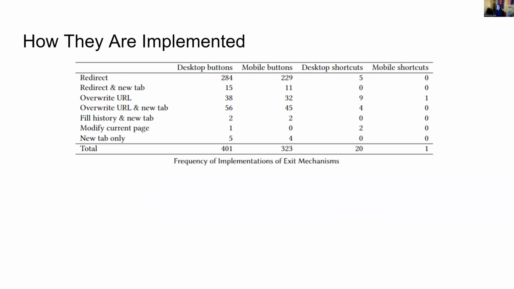There is also a more advanced implementation where you overwrite the current URL. So you replace the current website with a different one, which removes it from the browser history. And if the user presses the back button at any time, it will not show the sensitive website. This is a more effective implementation, but it is only seen in about 1/4 of the websites in our dataset.